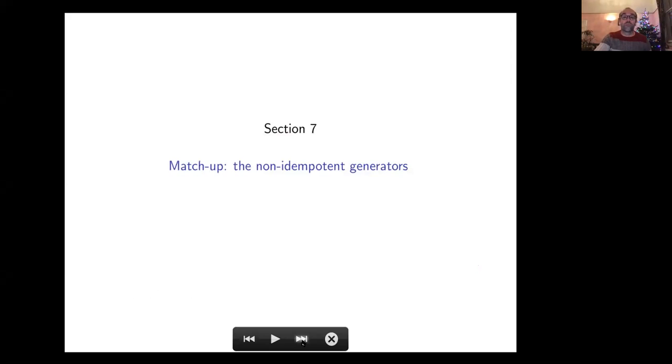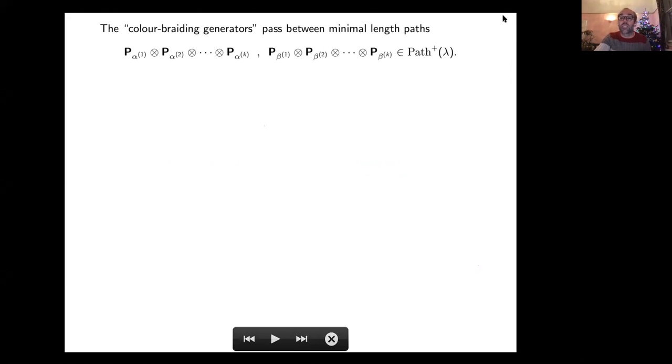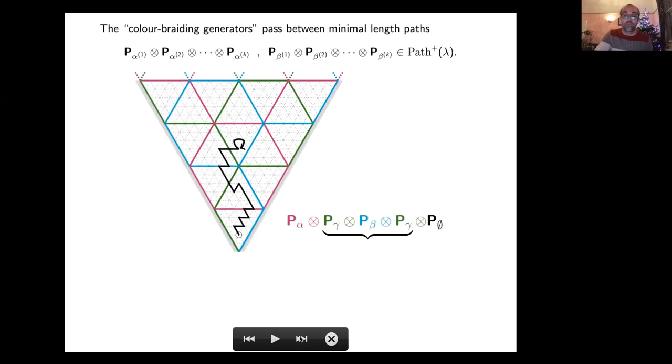Cool. So non-idempotent generators. So let's take two paths. And let's assume that they both terminate at the same point and they only differ by reflecting them around this geometry. Okay, so here is one such path. So it goes through pink, green, blue, green, and then does a little wiggle at the end. And it ends at that point, well, whatever that point is. But there's two walks to get there. So we need to be able to get from one to the other.